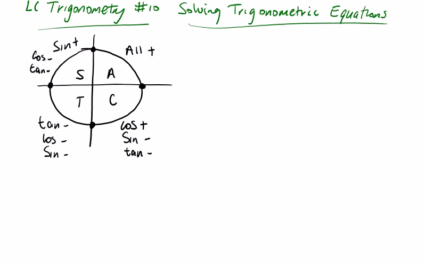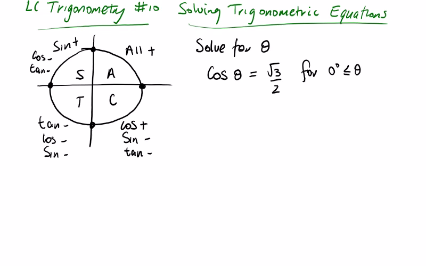So if you're asked to solve for theta, and you're asked to solve cos theta is equal to root 3 over 2, and you're given a range of values here, between 0 degrees and 360 degrees. So we know actually that there's more than one answer here. So it's when cos is positive, so the answer has to come from in here and in here.